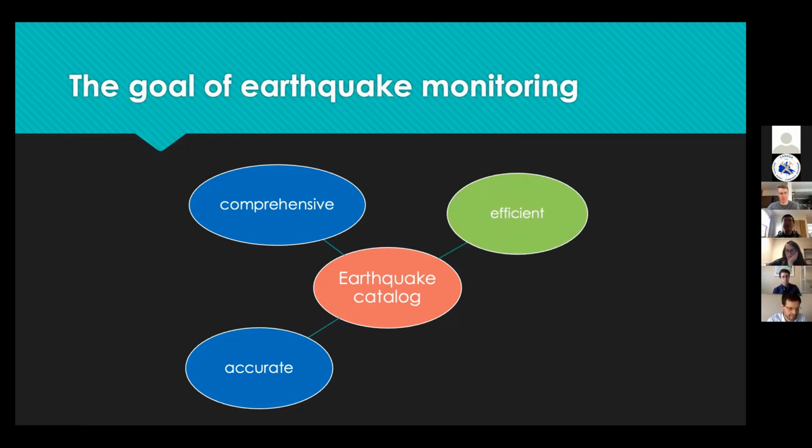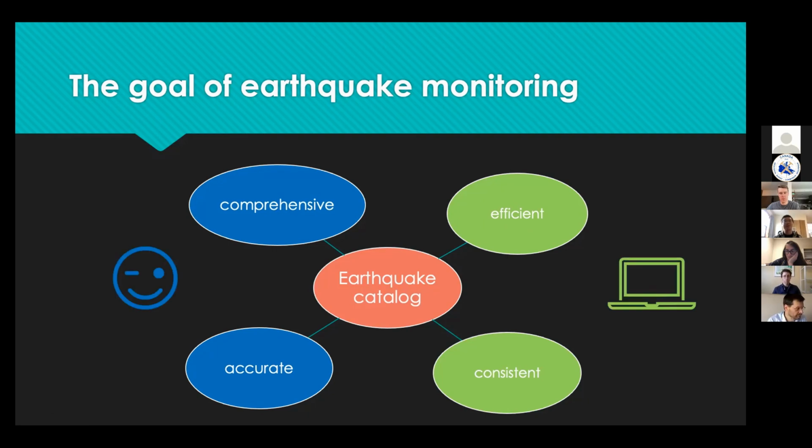Also, we want this process to be efficient, with the location process being real time, and finally we want the earthquake catalog quality to be consistent throughout time. However, these four features are not always possible in the catalog. For example, when an analyst creates the catalog, we can achieve comprehensiveness and accuracy. However, it's really slow, and different analysts will create inconsistency in the catalog. Even if you stick to one person, the quality will differ day by day. If they are tired or happy or angry, the working outcome will be different.